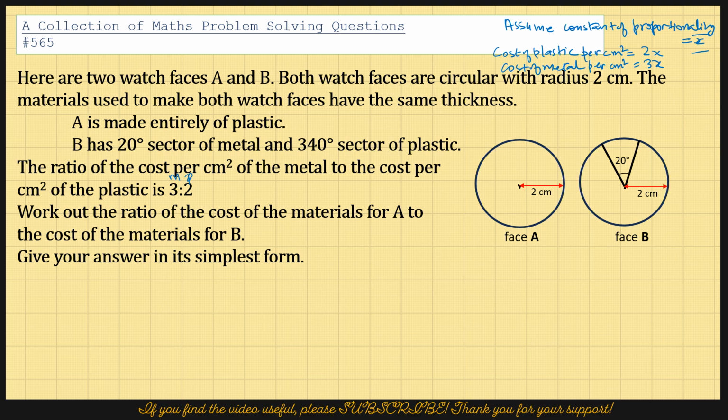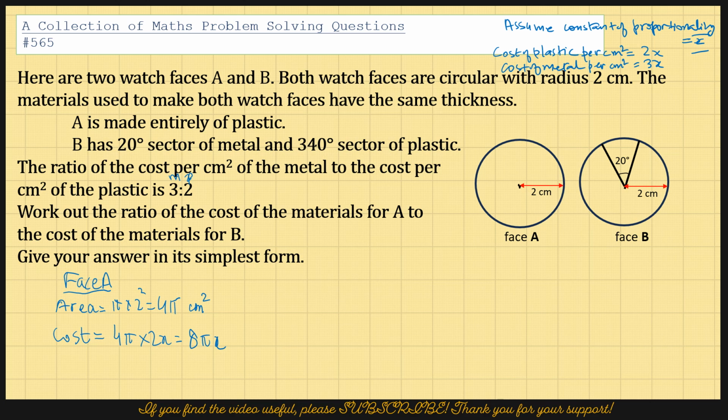So therefore, we have to work out the cost of face A and face B. If I write face A, the area of face A is pi r squared, so pi times 2 squared, that is 4 pi centimeter square. The cost is very straightforward because it is made entirely of plastic, so the cost is 4 pi times 2x, and that is 8 pi x. Okay, so that's the cost.